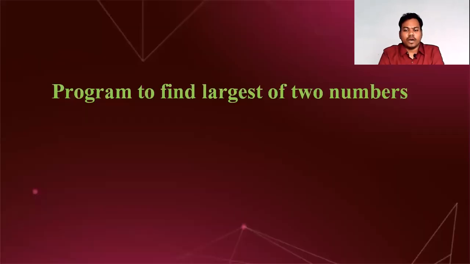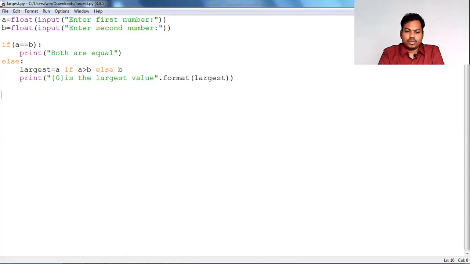Understood? Now let's see one more program, to find the largest of two numbers. Here also, in the same way, we have written a = float. In place of integer, this time we have used float, meaning decimal values will be considered, like 2.045. So enter first number, enter second number, we give using the runtime. During the runtime we give two numbers, then it will compare if a == b.